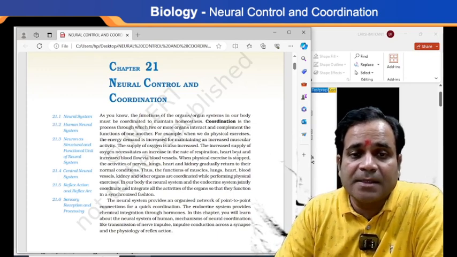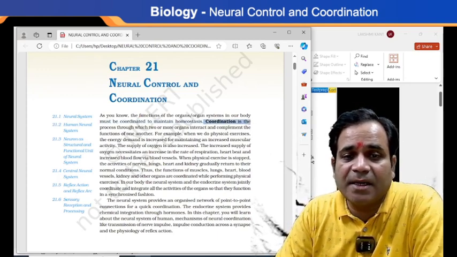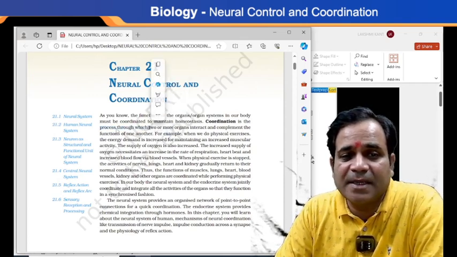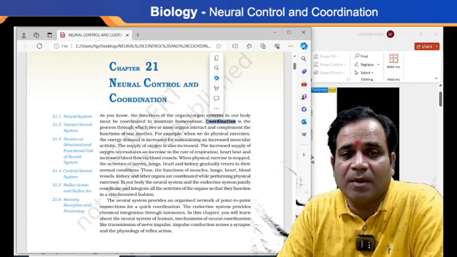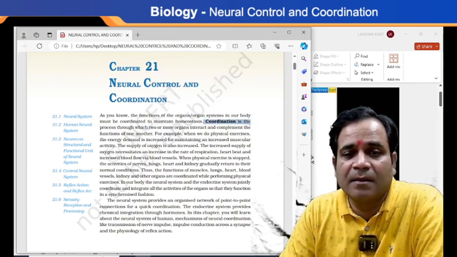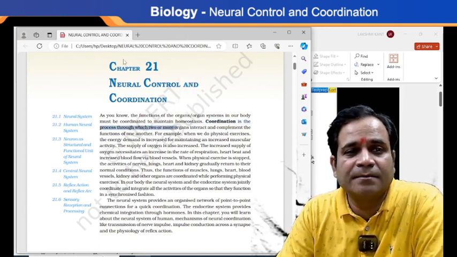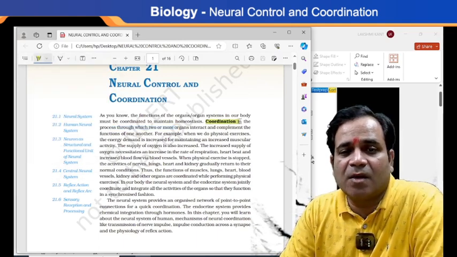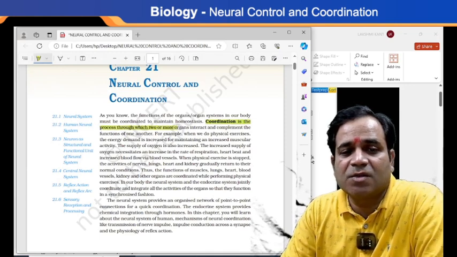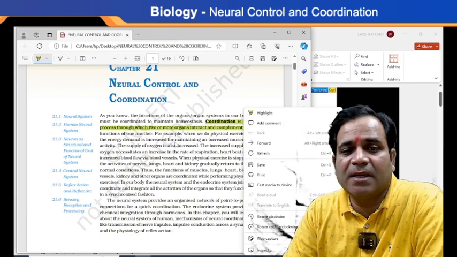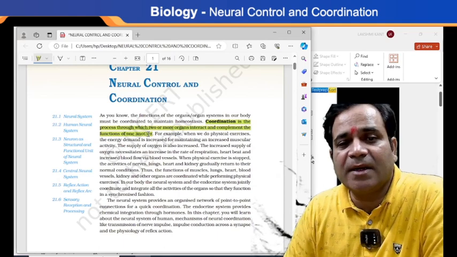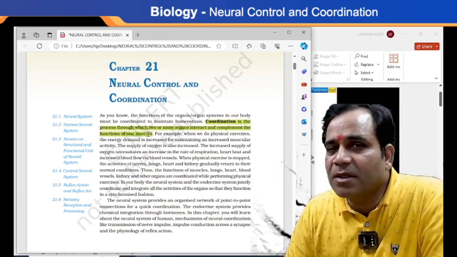See what I'm saying. I'm saying here that coordination is the process through which two or more organs interact and complement the function of one another. Getting my point? So coordination is very important, and how will this coordination occur?